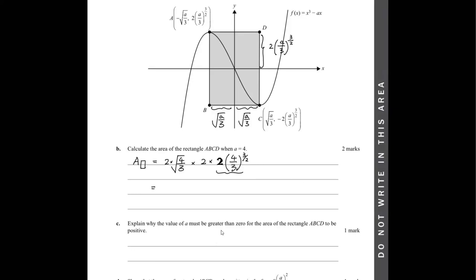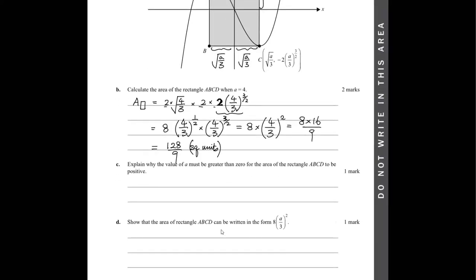So actually, we don't need to use our CAS calculator. 2 times 2 times 2, that's 8. Root 4 over 3, that's 4 over 3 to the power half. 4 over 3 to the power 3 halves. 8 times (4 over 3) to the power 2. That'll be 8 times 16 divided by 9. So this is 128 divided by 9 square units.